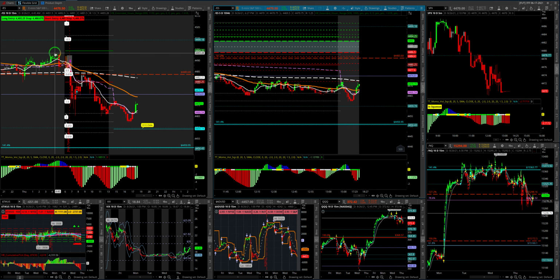And if I look at my ES, ES came down. Look at NQ, NQ came down. Look at SPX, SPX came down. So all that basically confirmed that yes, today was a down day.